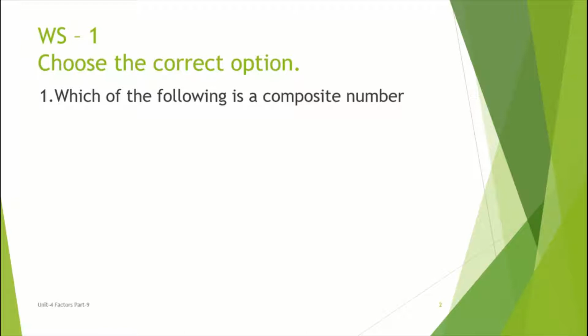Composite numbers are nothing but the numbers that have more than two factors. Such numbers are known as composite numbers. Now we have to find which is a composite number. We have the numbers 19, 39, 59 and 89. For this, first of all we need to find factors. So what are the factors of 19? 1 and 19 itself. So it is a prime number.